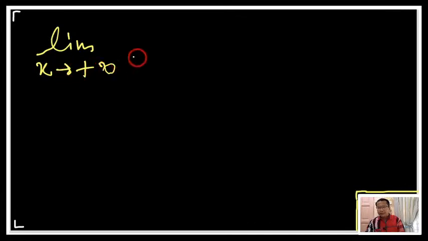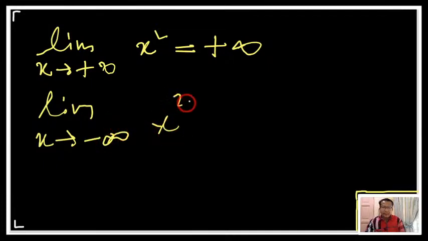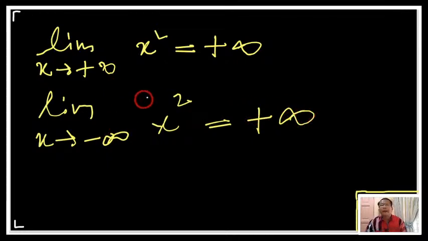Okay, so even power. Now, if we have even power, x approaching positive infinity, x square. So this one is positive infinity. But if you have x approaching negative infinity, a negative number, if we square it, you get positive. So even power, power 4, power 2, you should get positive. Always.